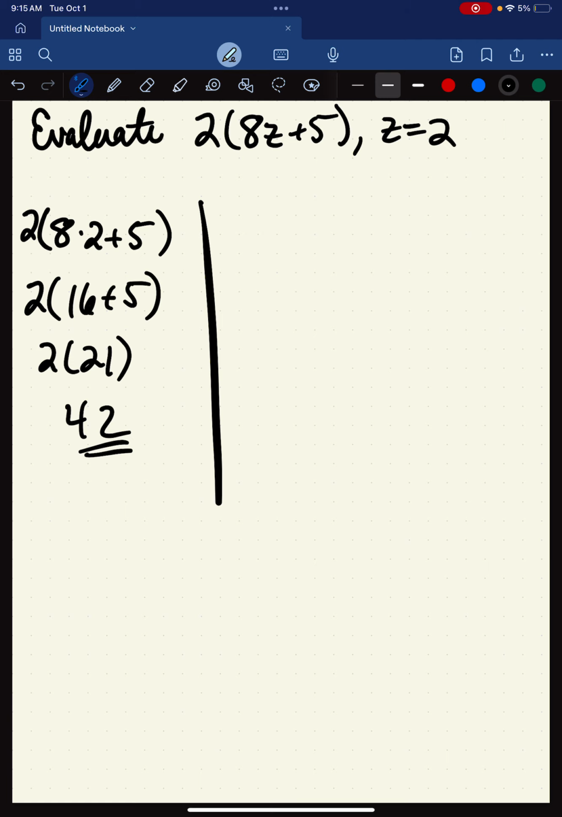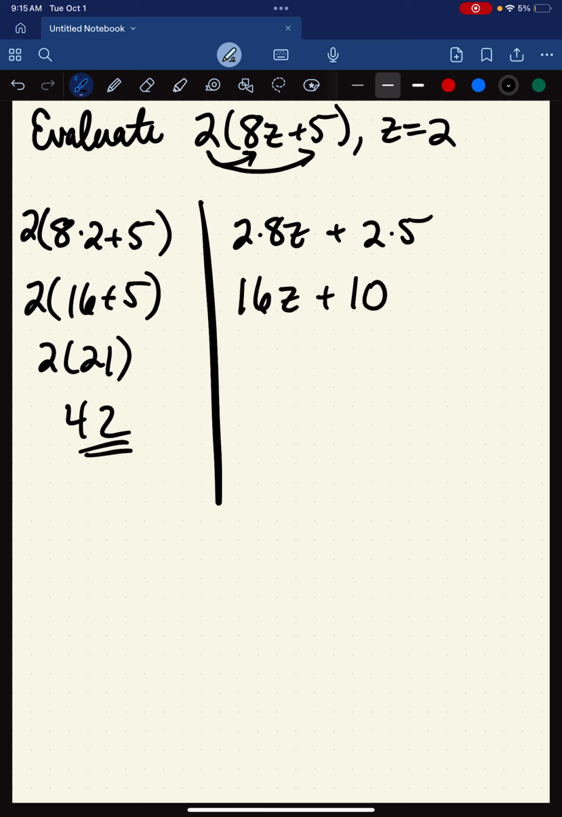So we have 2 times 8z plus 5. That's going to be 2 times 8z plus 2 times 5. So 2 times 8z plus 2 times 5. 2 times 8z is 16z. 2 times 5 is 10.